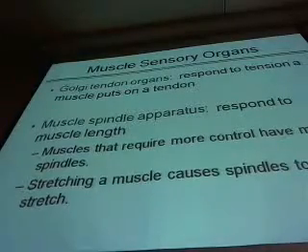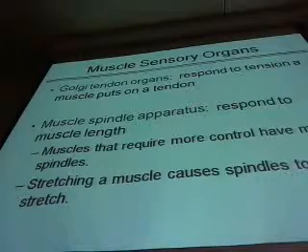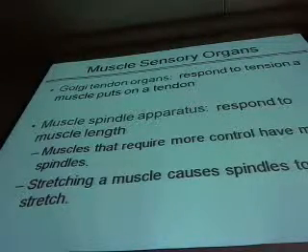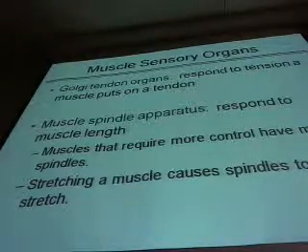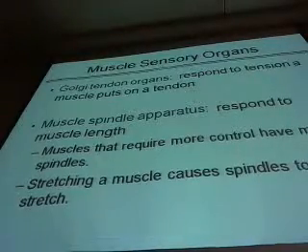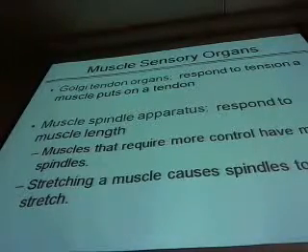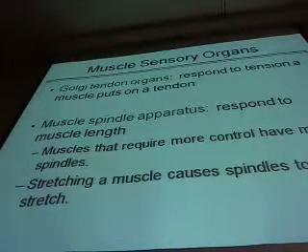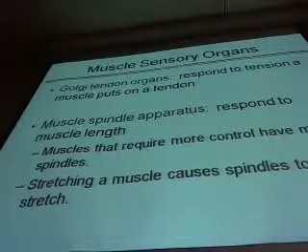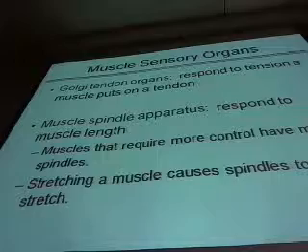The thin fibers in the spindles really just kind of tell your muscle where it's at. And they're muscle fibers, and they're not big enough to move the muscle or the bone. They just keep muscle tone or muscle tension and help you to more finely coordinate the movement of the muscle. Muscles that have more control have more spindles.